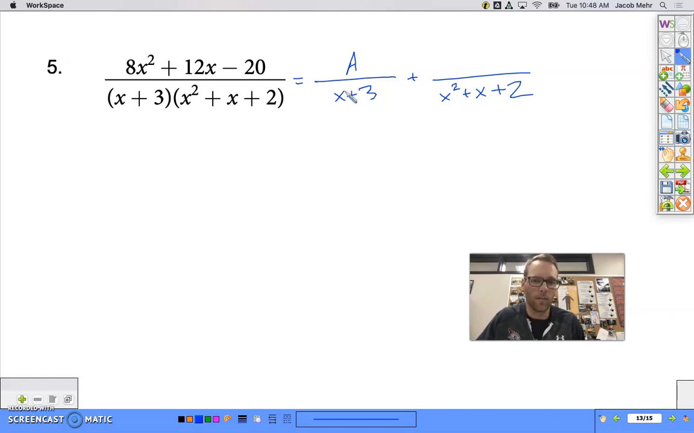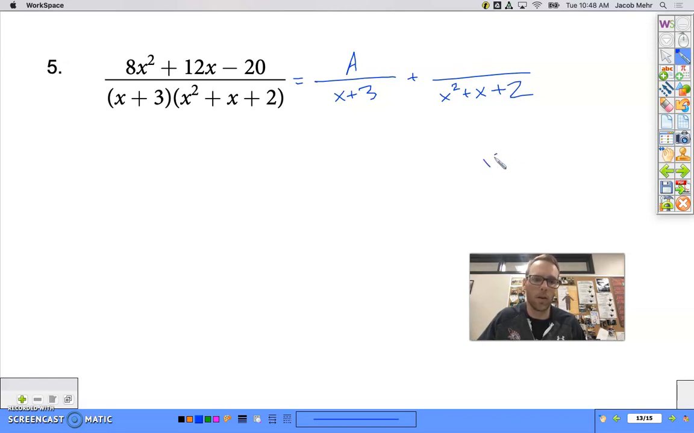Just like with a linear term in the denominator, the degree of this is 1. The degree of the numerator is 0. It's a constant term. The degree of the denominator here is 2. So 1 less of that is a first degree in the numerator, which is a linear term. So what we have to do is write a linear term here.